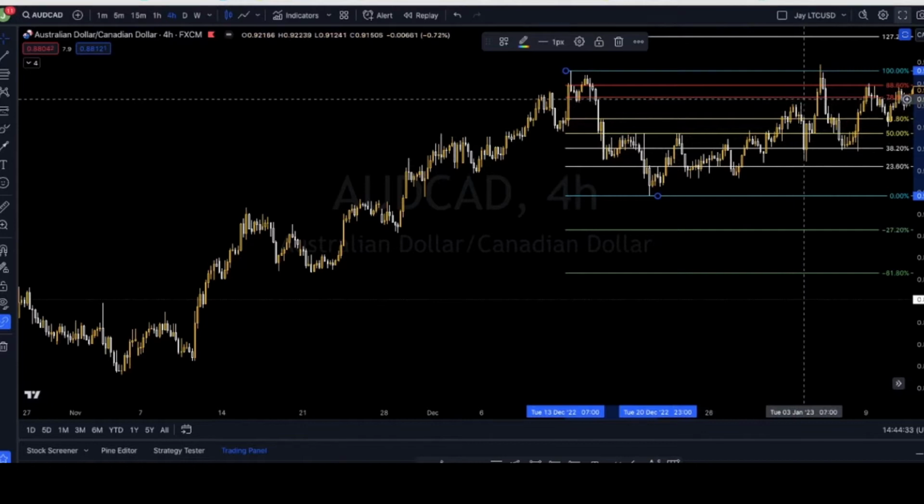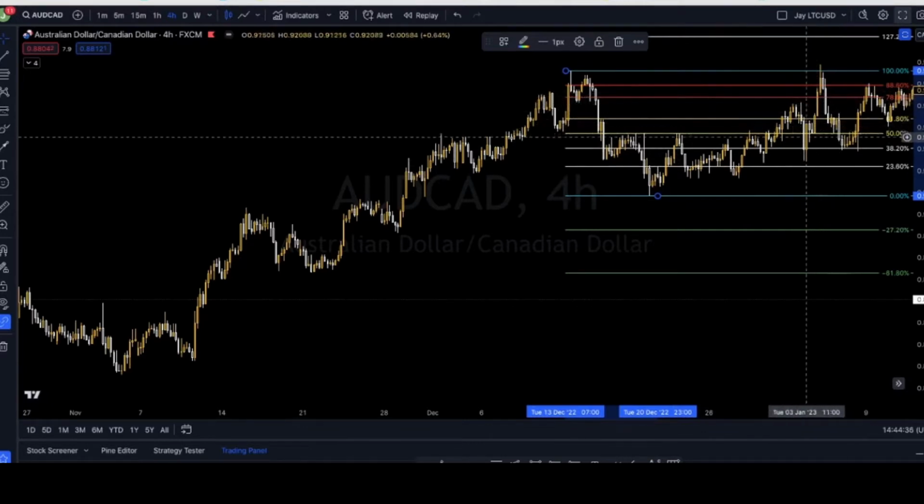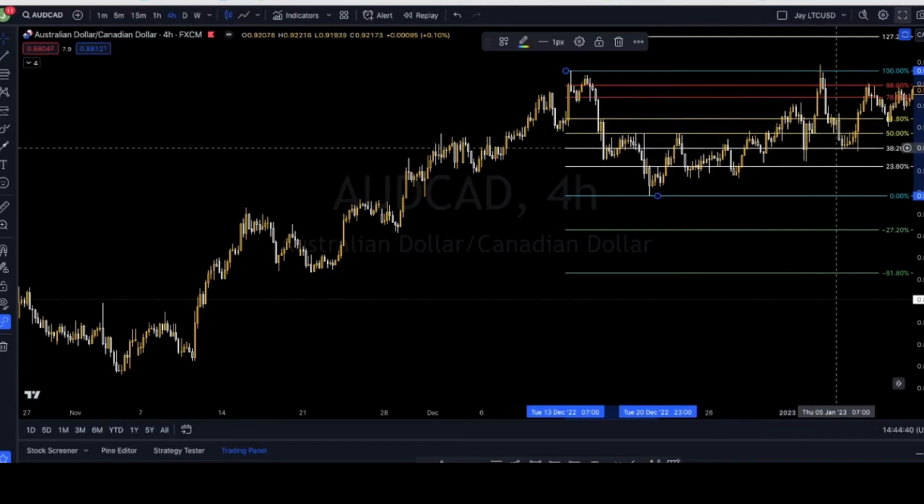All right, so as you see, these levels are very, very respected in the market. And when you learn to understand Fibonacci, and you learn to understand these levels and how the market behaves around these levels, that is when you really will start understanding price action and when to enter and exit a trade.